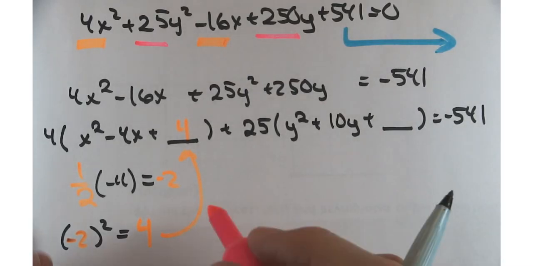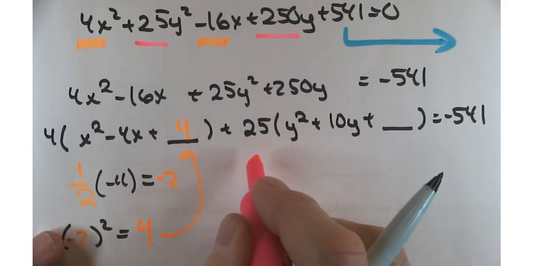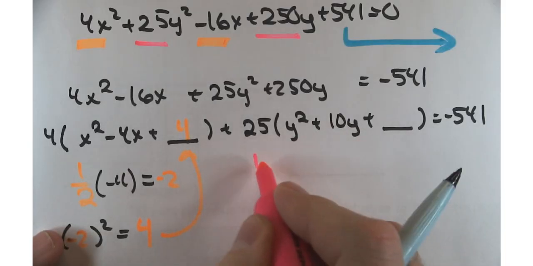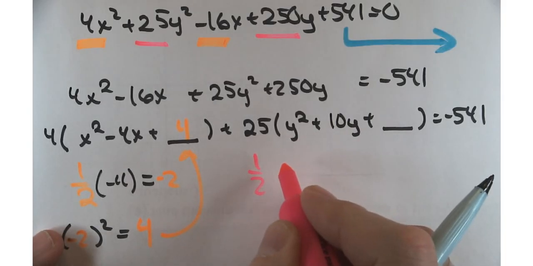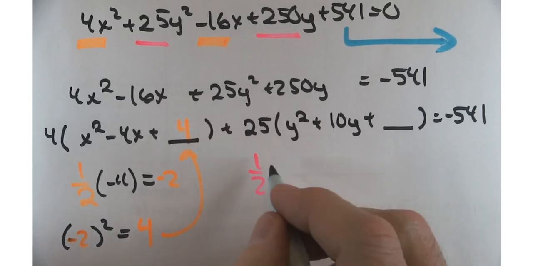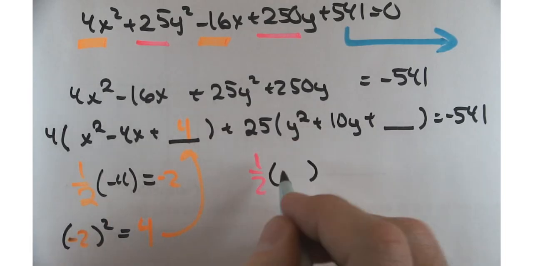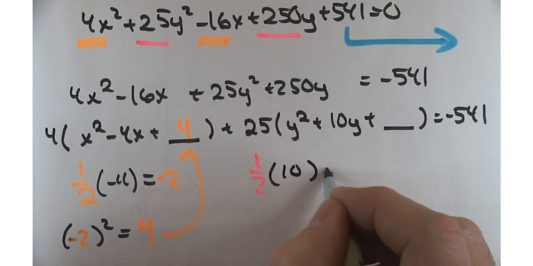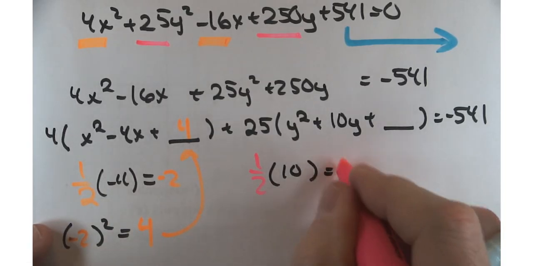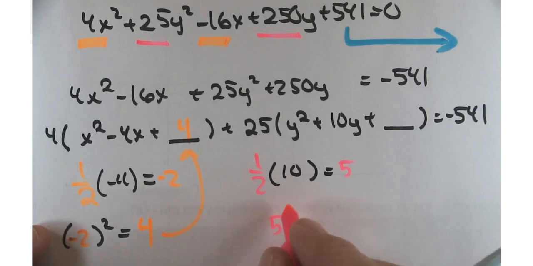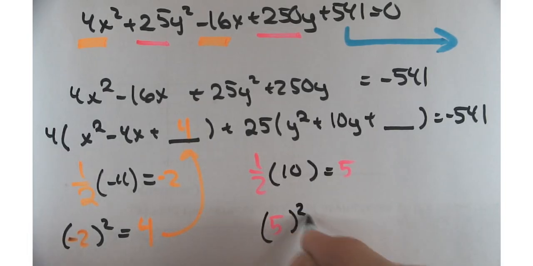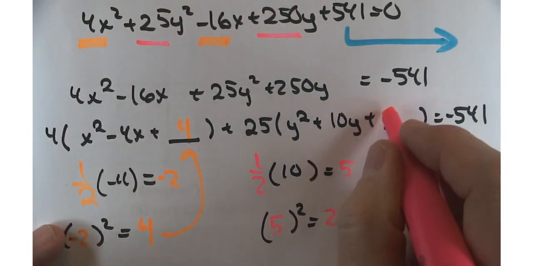Let's try the same thing with the middle one, the y term. Half of 10. Good. Half of 10 is 5. And 5 squared, of course, is 25. I'll put a 25 in here.